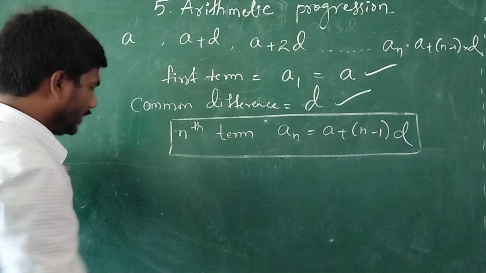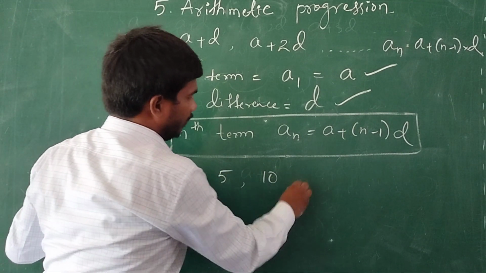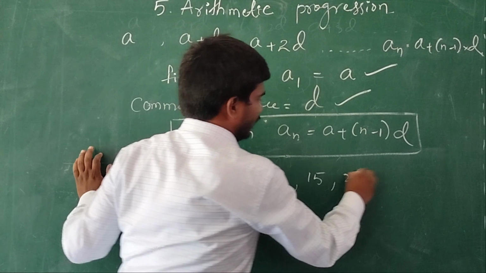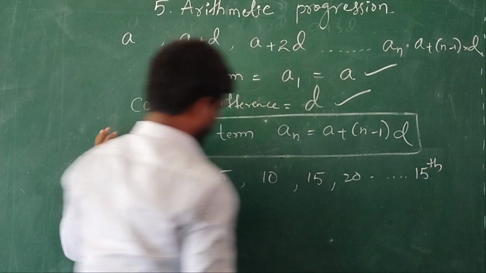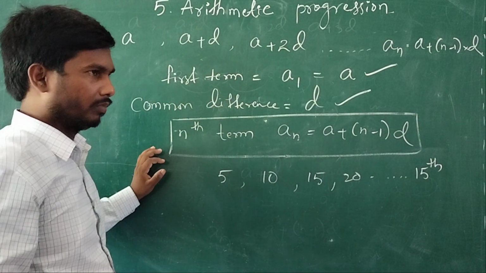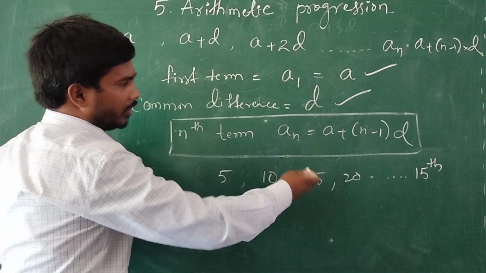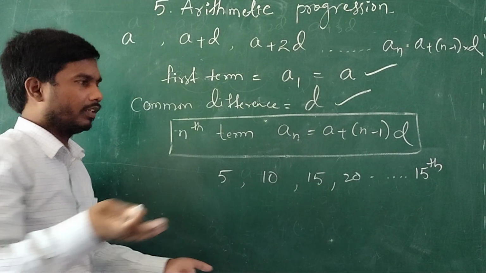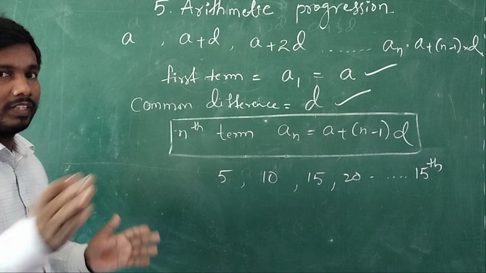In a particular series he gave 5, 10, 15, 20, and so on. What is the 15th term in this series? This is the first term, second, third, fourth. What will be the 15th term? To find that, if you write the general form: 10, 15, 20, 25, 30, 35, 40, 45, 50, 55, like that. Writing until the 15th term will take much time.